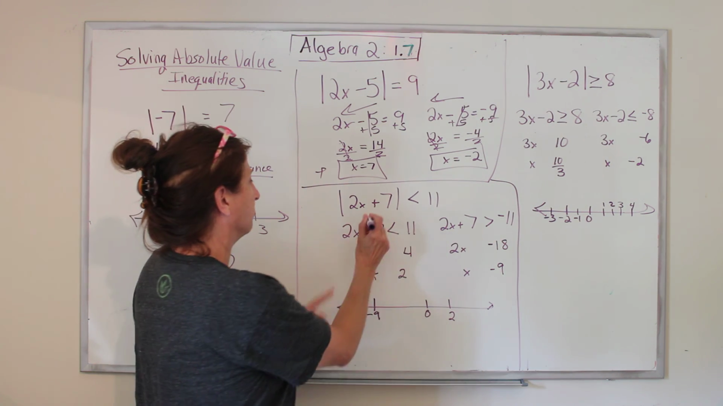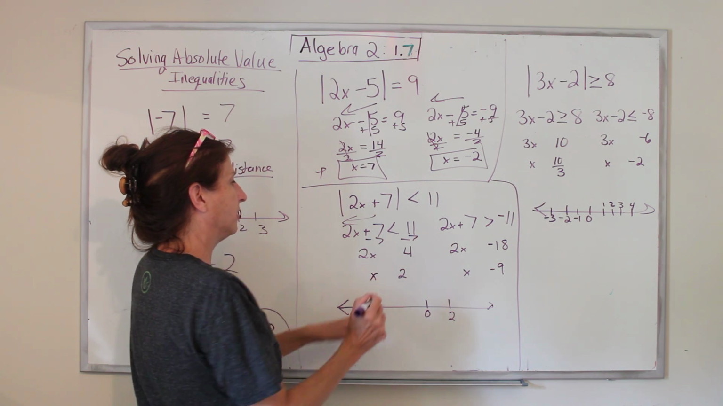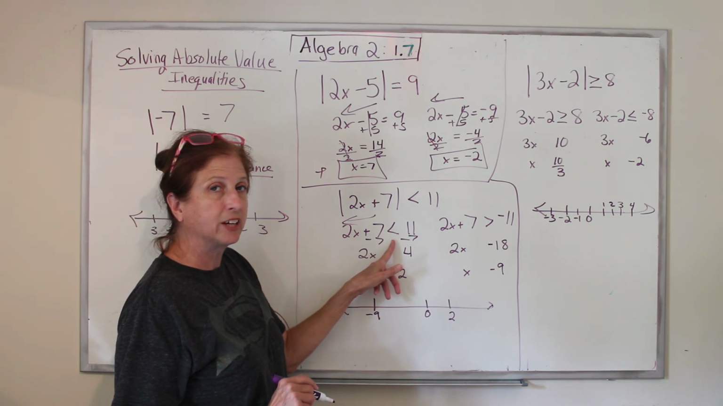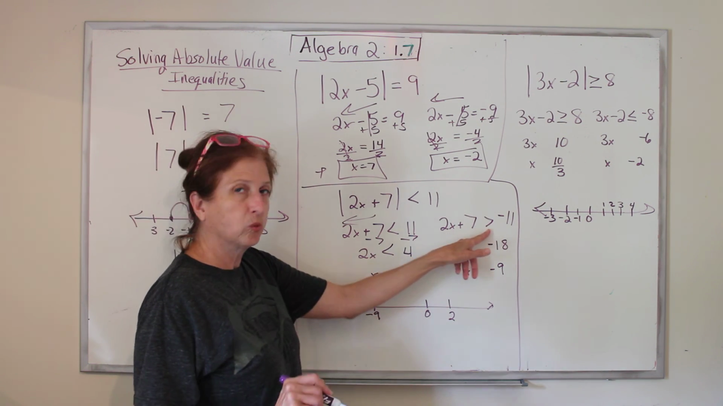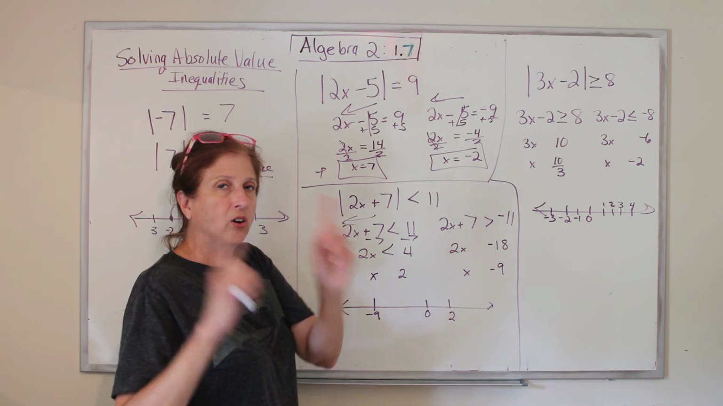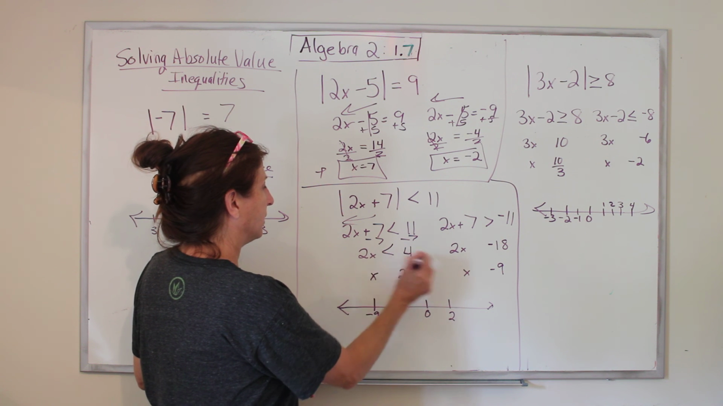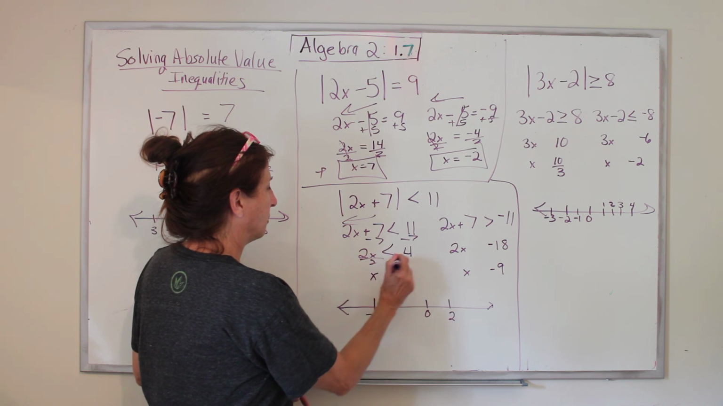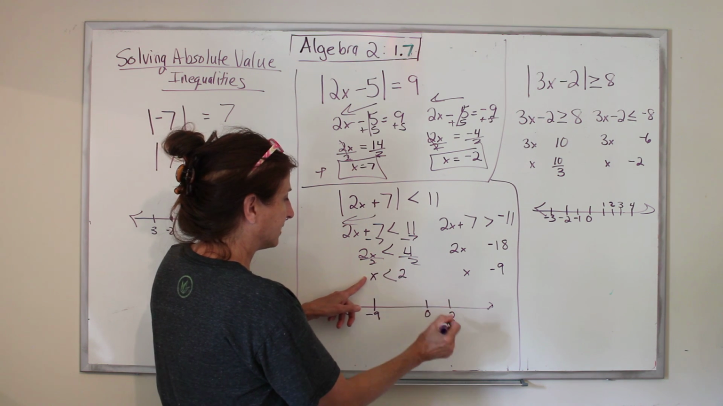Now we just solve them. What's the opposite of plus 7? Minus 7. What we do to one side, we do to the other. Do we flip this inequality? No, we only flip the inequality if we're flipping it here, or if we multiply or divide both sides by a negative number. So now we get 2x is less than 4, divide by 2, divide by 2. Do we flip it? No. So x is less than 2.